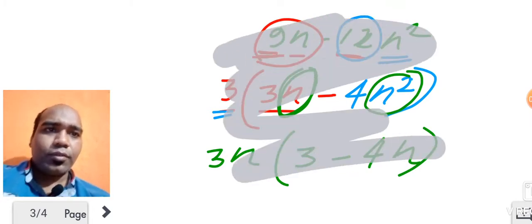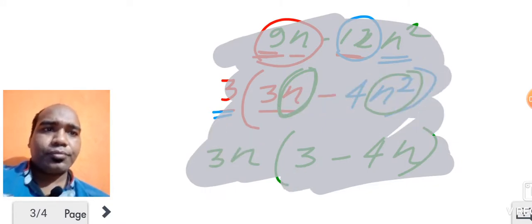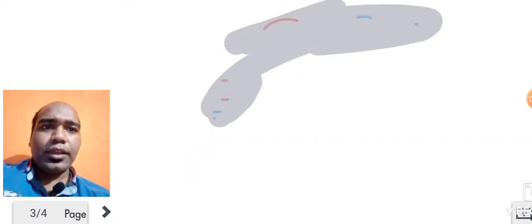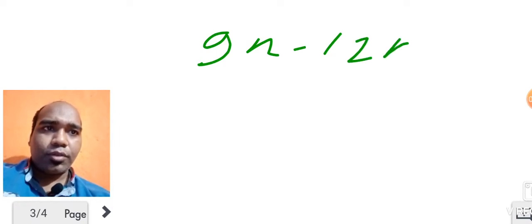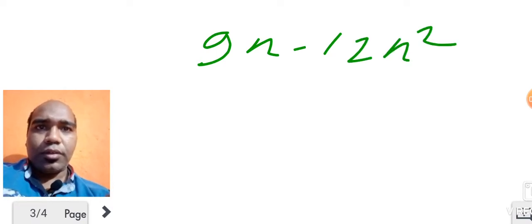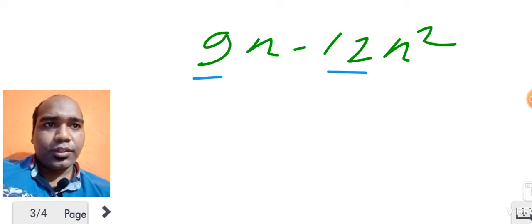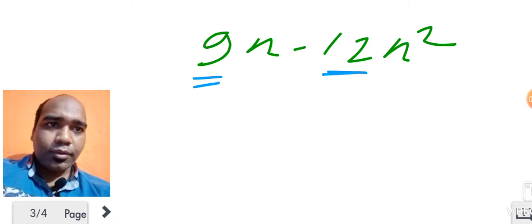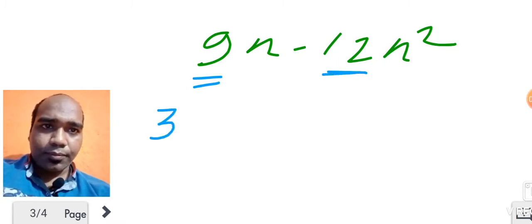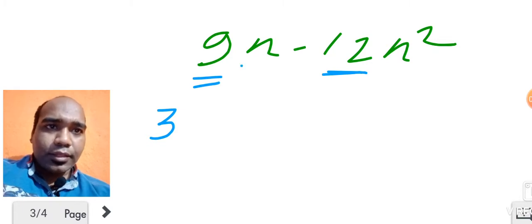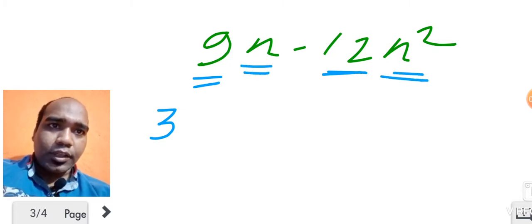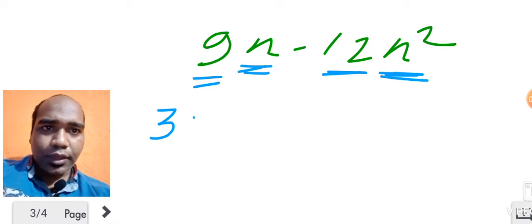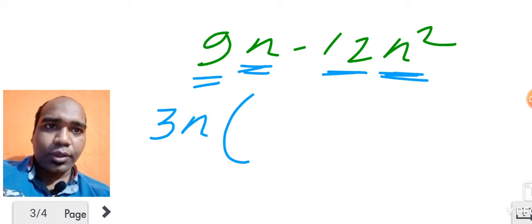Okay. So once again from the beginning I am telling you, what is the question? 9n minus 12n square. Okay. Now this 9 and 12, first of all you have to see the number. So 9 and 12, what will take common? 3. Okay. Then this n and here n square, in both the terms n is present, so n we can take, so 3n we have taken common.